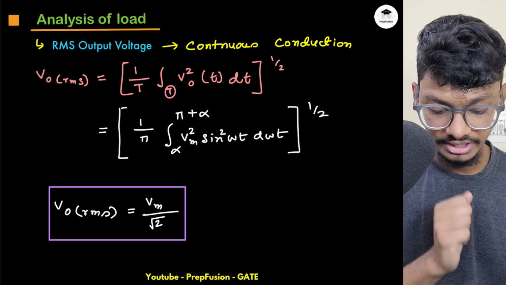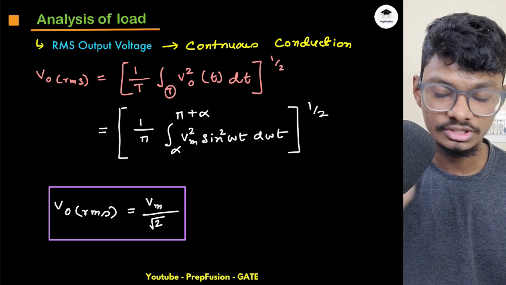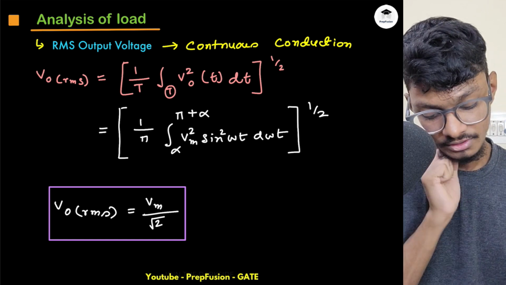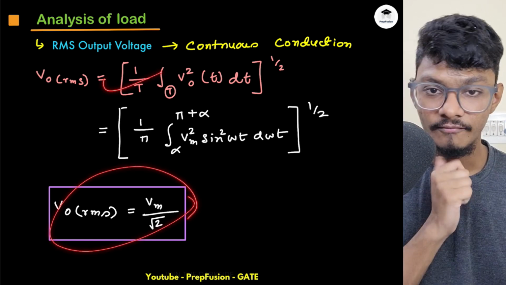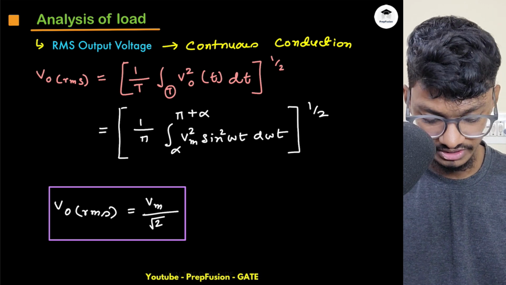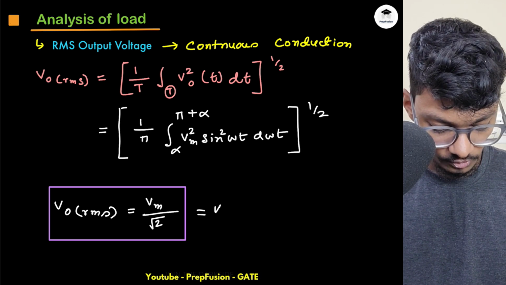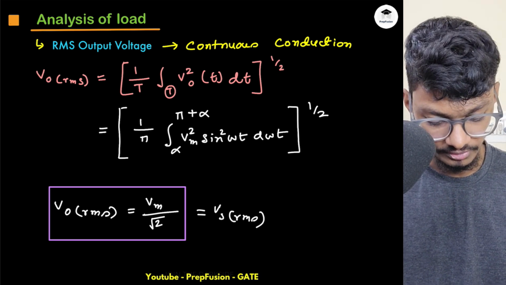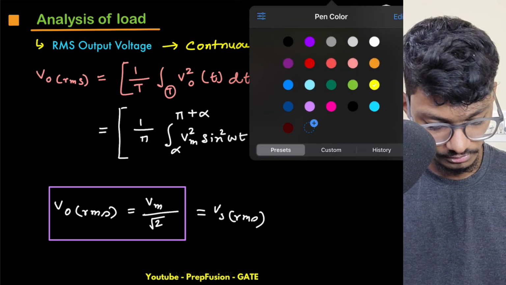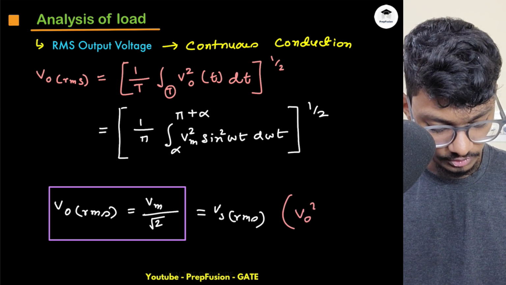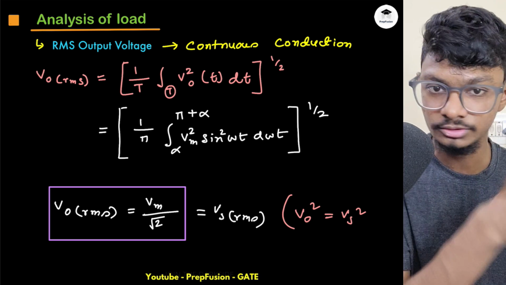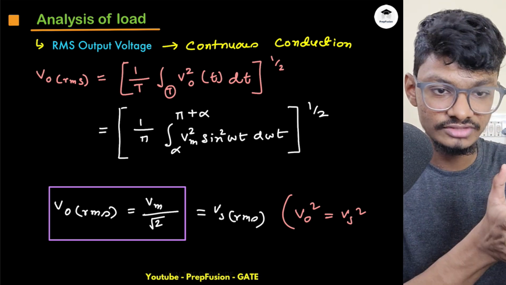One thing is important for continuous conduction, right? For discontinuous conduction, they won't ask you the RMS voltage, but for continuous conduction, VO RMS will be simply equal to VS RMS. Why? My VO square is always equal to Vs square. If you notice carefully, VO is either equal to plus Vs or minus Vs. If I square them, the negative sign goes away, right?